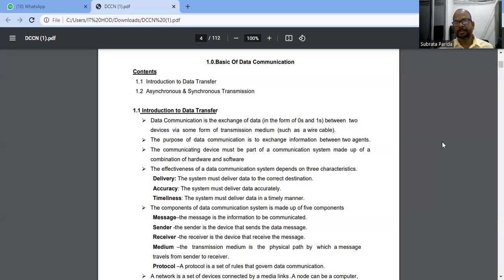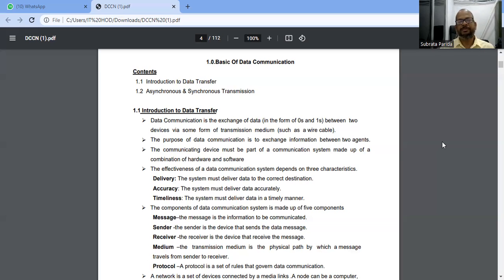The data communication is the exchange of data in the form of 0 and 1 between two or more devices through some transmission medium. The purpose of the data communication is to exchange the information between two nodes, two agents, two devices, two workstations. The communication device must be part of the communication system made up of a combination of hardware and software.